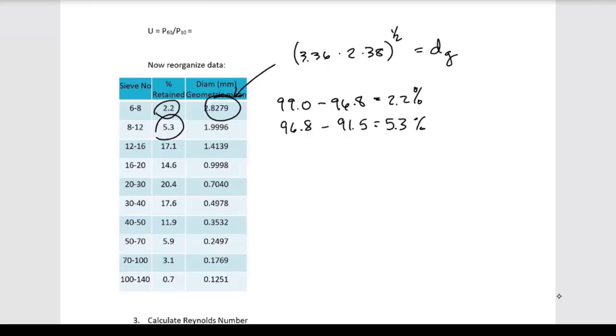So my geometric mean diameter between the sieve size 6 and 8 is 2.8279. The geometric mean between the 8 and the 12 is 2.38 times 1.68, and we take the square root of that, and that is 1.9996 millimeters. So that gives us the geometric mean.